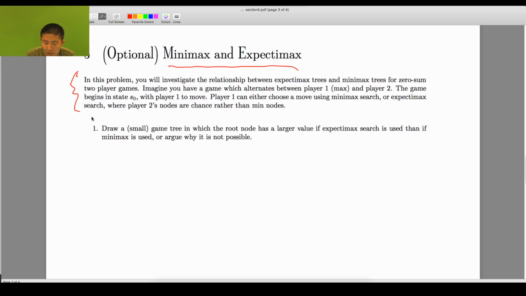So in this case, we want to find where the root node has expected max larger than minimax, which is definitely very possible because expected max is taking an average over many possibly suboptimal actions. So it is very possible for the root node to be larger for expected max than minimax. An example of a tree would be, imagine if our leaf nodes were 0, 100, 1, and 9.